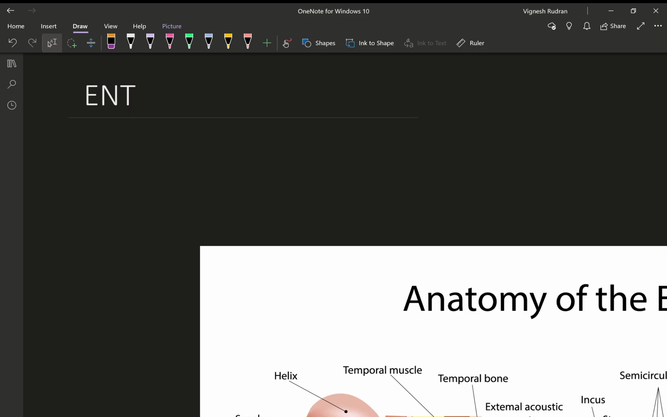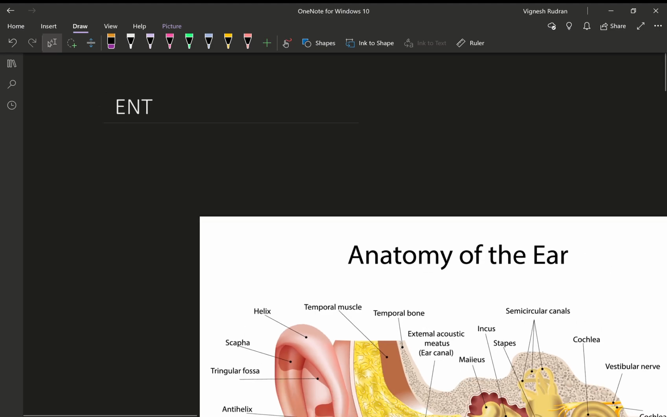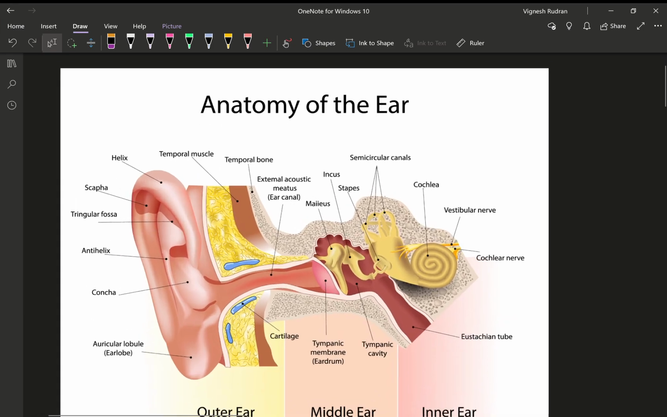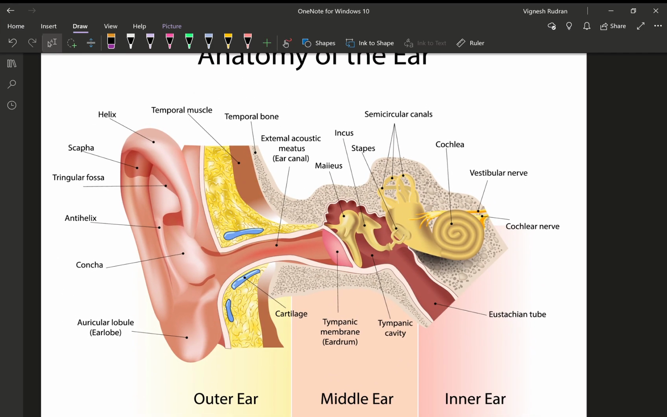We'll be starting off with ENT, which is your ear, nose, and throat, and this part will be covering the anatomy of the ear, the physiology of the ear, and the embryology of the ear. So, the basic anatomy of the ear is split into three parts: the outer ear, the middle ear, and the inner ear. The outer ear extends from the pinna until the outer layer of the tympanic membrane, which is over here.